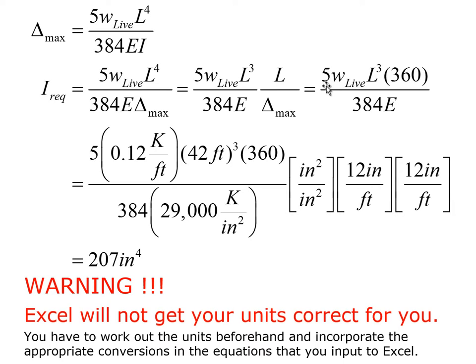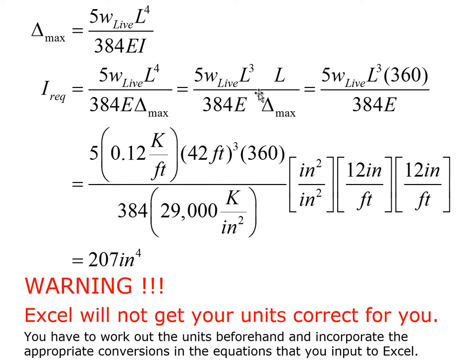So now we plug into this equation some typical numbers. We have 5. And then for W live, we could have something in kips per foot, such as 0.12 kips per foot. It turns out that's the first live load that we're going to deal with on the roof joists, and we'll show shortly where that came from. But first of all, I want to run through these numbers and, more importantly, run through the manipulation of the units, so we're sure that we know what we're doing.